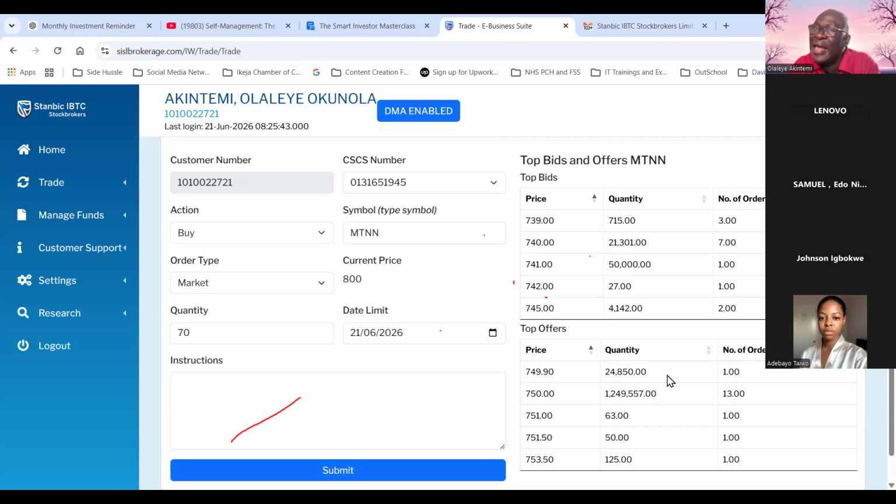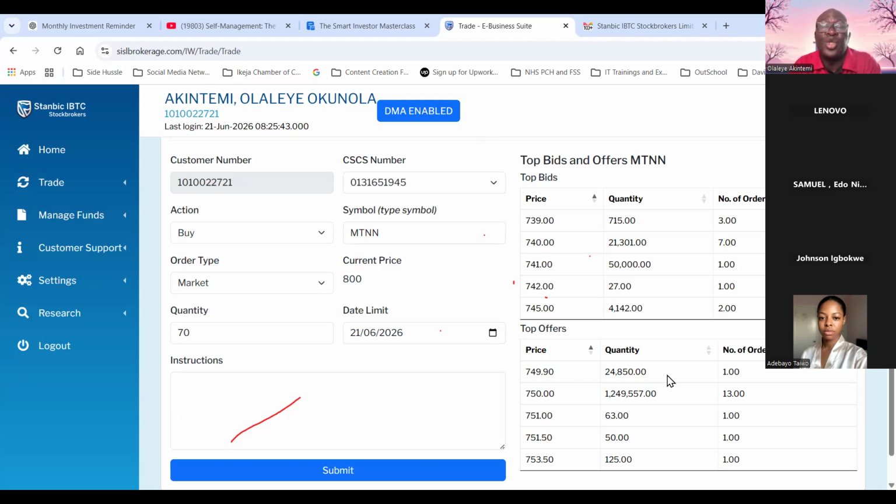Because we are trying to learn now. So the lowest offer is 749 naira 90 kobo, and I am offering 750 naira. Why will it be sold to me? I'm not saying you are right or wrong, I just want us to learn. Because somebody is willing to sell for 750. Yes, you are right.